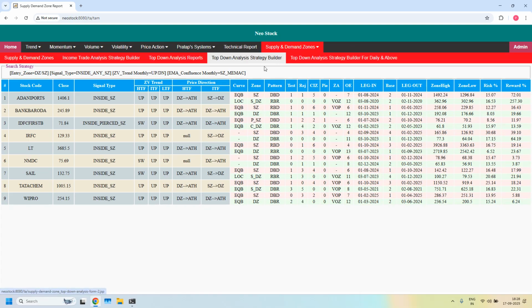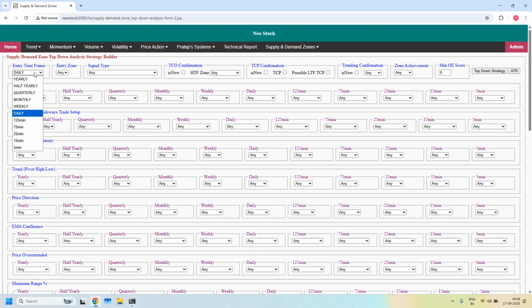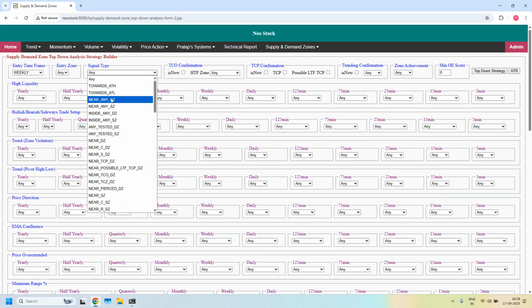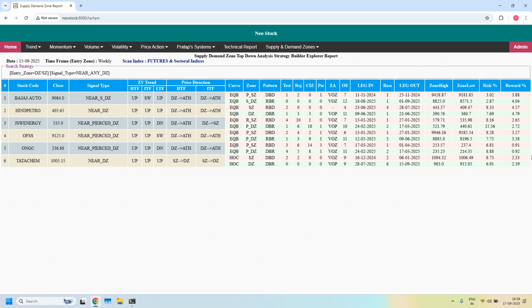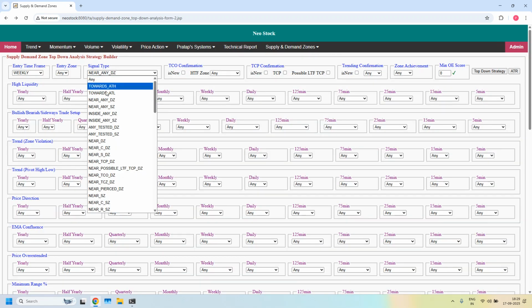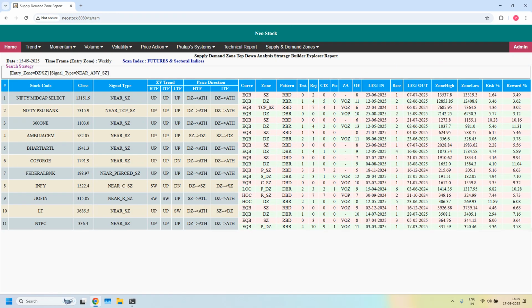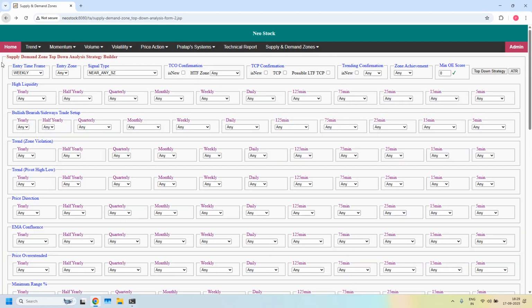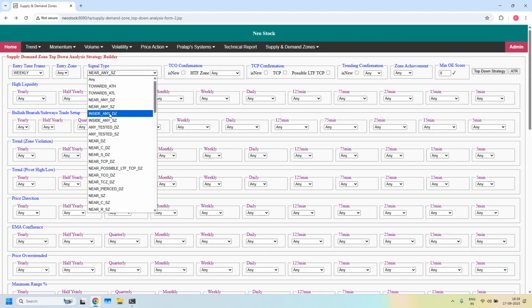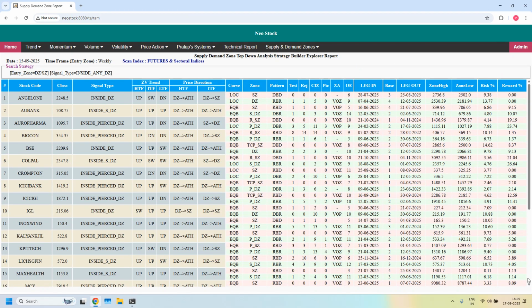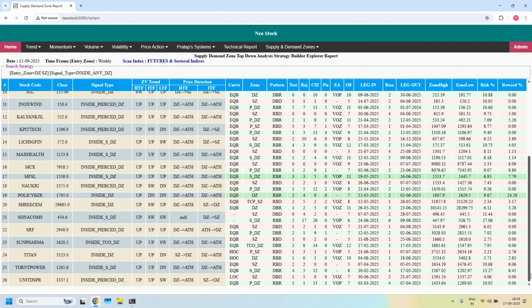Next time frame is weekly. Stocks near the weekly demand zone, we got 6 stocks. Next, stocks near the weekly supply zone, we got 11 stocks. Next, price closed inside the weekly demand zone. First 15 stocks in the list. Scrolling the list down, total 26 stocks we got.